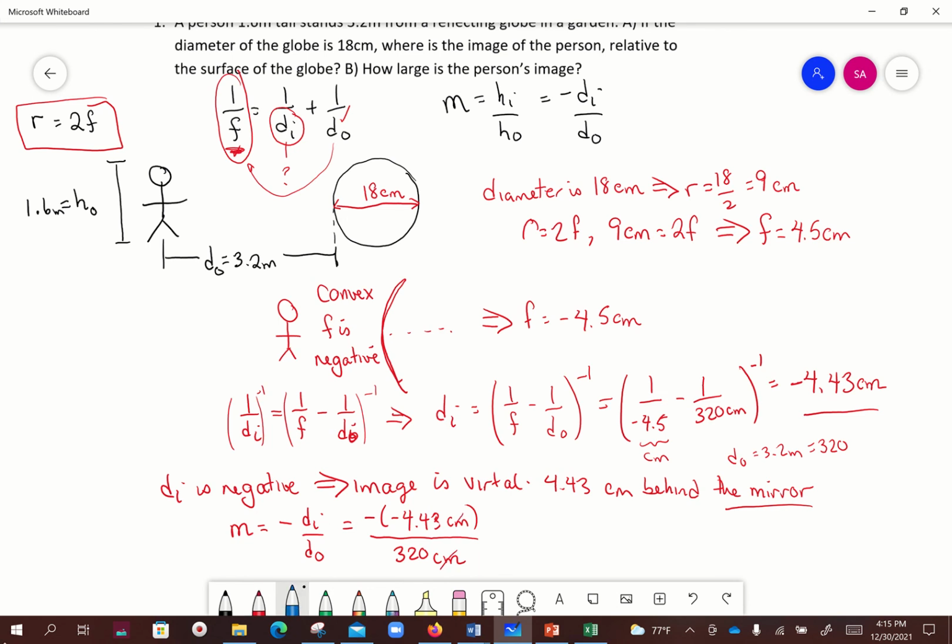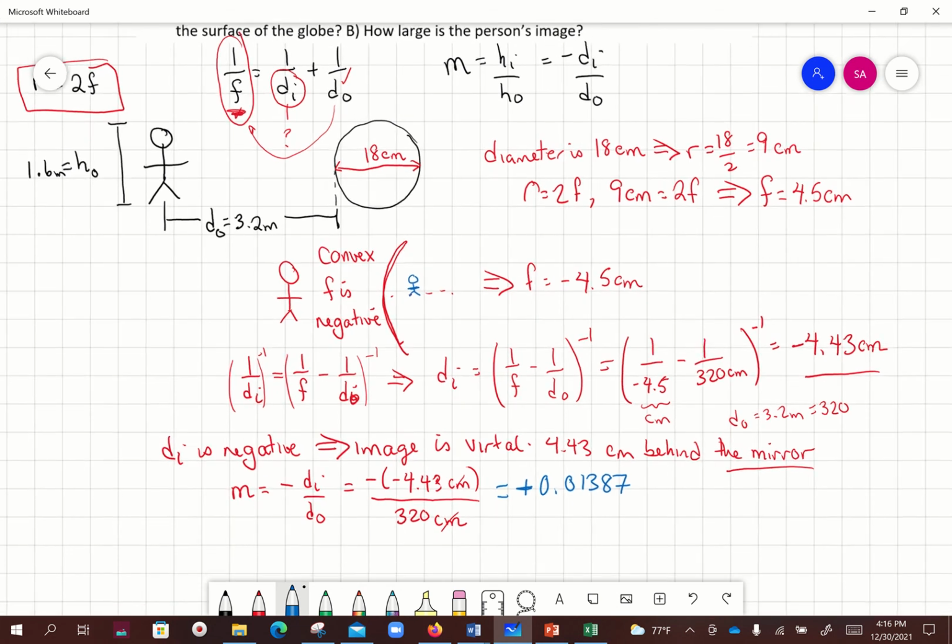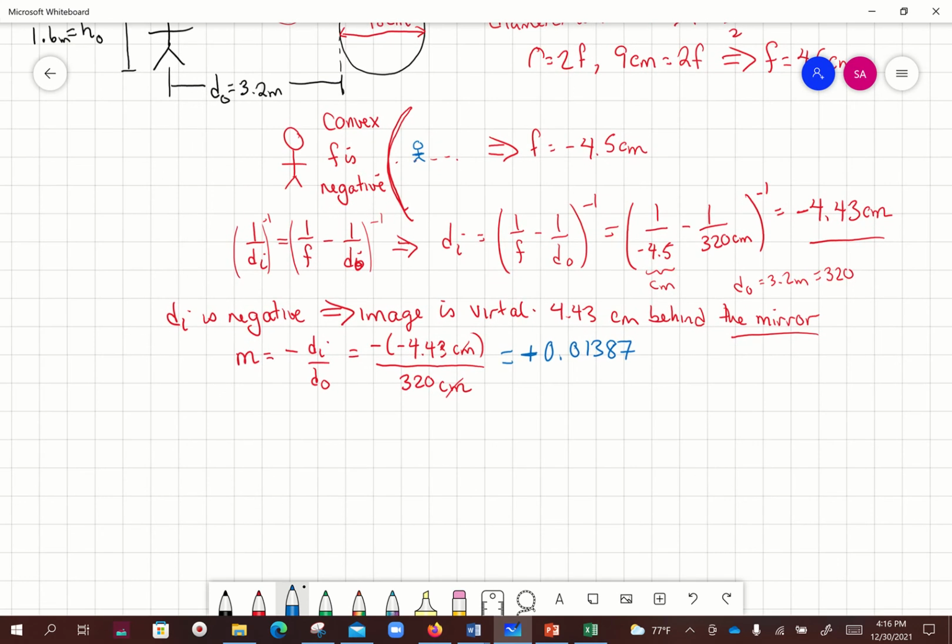And you see here, I've got 2 negatives, so those 2 negatives are going to cancel out and make a positive. So I'm going to get plus a very small number, 0.01387. Okay, so why did I work this out? Well, it asked me how high is the person's image. So when the person's standing here, they're going to see a little image of themselves. Remember, a virtual image is upright, so they're going to see themselves upright. And of course, when you look in the mirror in the morning in the bathroom, you see yourself standing upright, right? So it's a virtual image, it's upright.